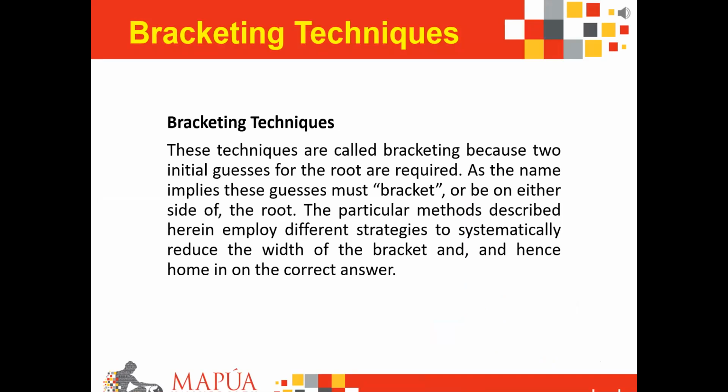Bracketing techniques are techniques that set up two initial values or initial guesses for your root. These initial guesses must respectively bracket your corresponding root. The methods described herein employ different strategies to systematically reduce the width of the bracket and hence home in or converge on your root value.